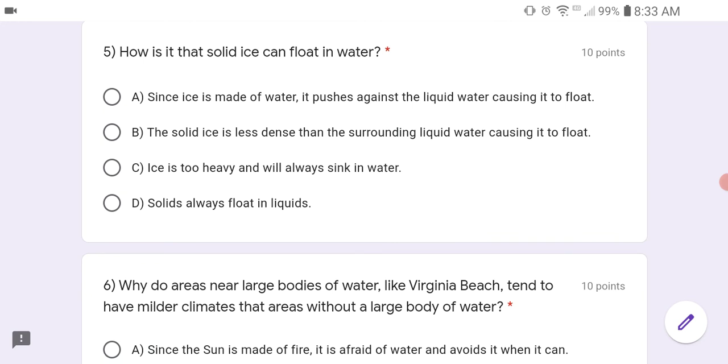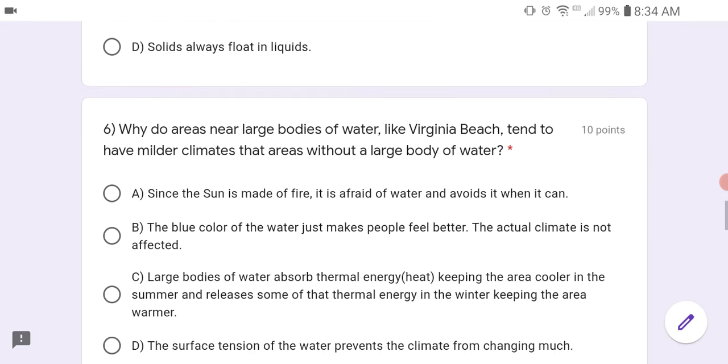A. Since ice is made of water, it pushes against the liquid water, causing it to float. B. The solid ice is less dense than the surrounding liquid water, causing it to float. C. Ice is too heavy and will always sink in water. D. Solids always float in liquids.